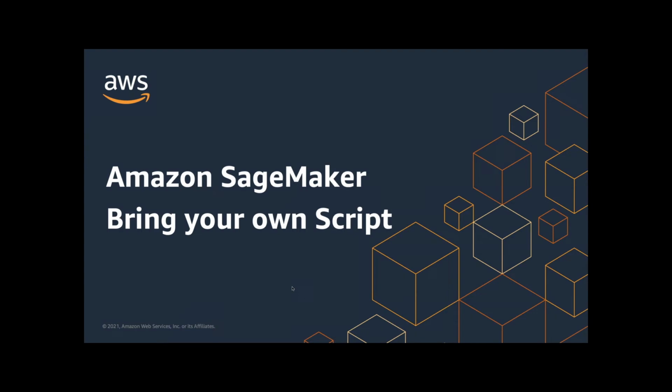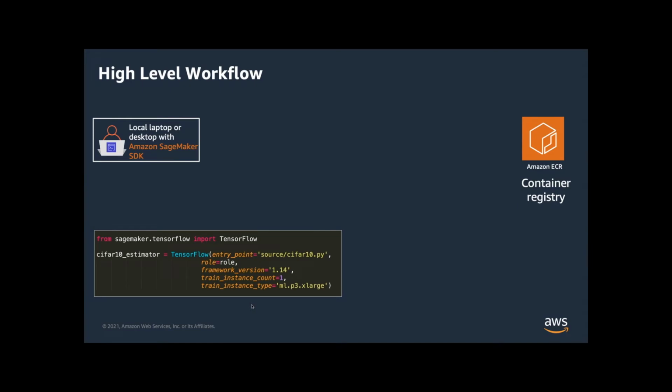So let me start with bring your own script. It is a high level workflow. Of course, you can spin up a Jupyter notebook or SageMaker Studio, but you can also develop on your own machine as long as you have the Amazon SageMaker SDK. All you have to do is bring your training script, and that's it, which means you can do some local testing with your model, which is really good, especially for developers.